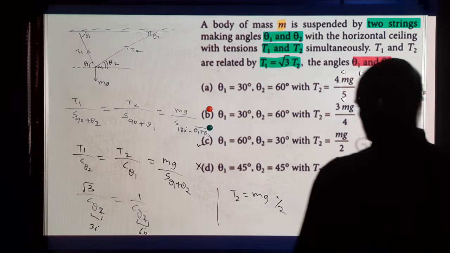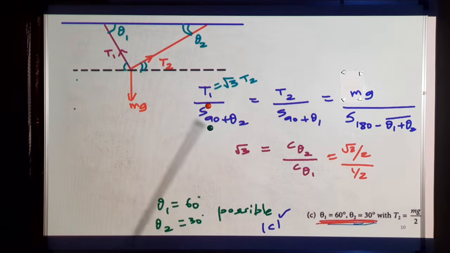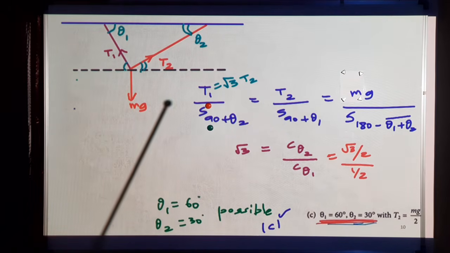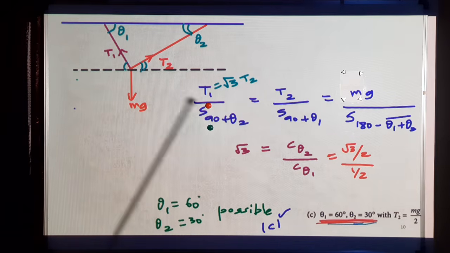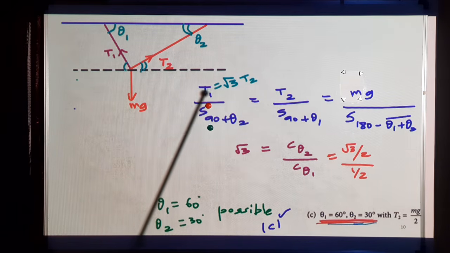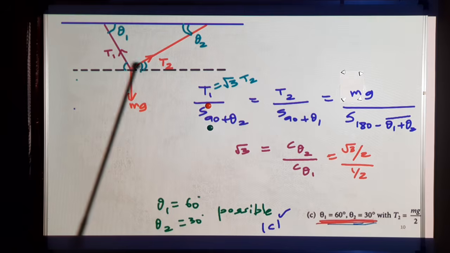C is the correct option. This is what I explained here. So three forces: T1, T2 and mg. And T1 is root 3 times T2. So T1 is more, so the string has to be more vertical.